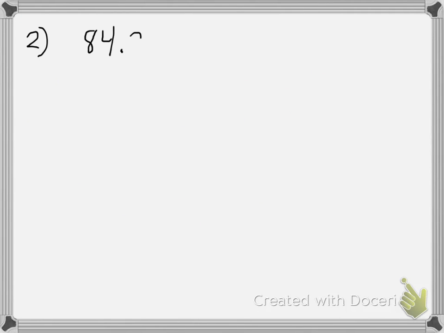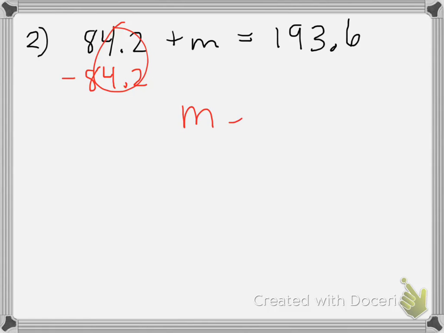Number 2. First, write the equation. Pretty simple. The next thing you're going to do is look at it: we're going to do the opposite of addition, which is subtraction. We got to get m by itself. So you subtract the 84.2 from that side, turns into 0. You get m by itself. Whatever you do to one side, you're going to do to the other.